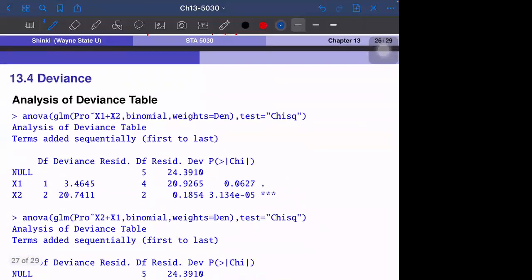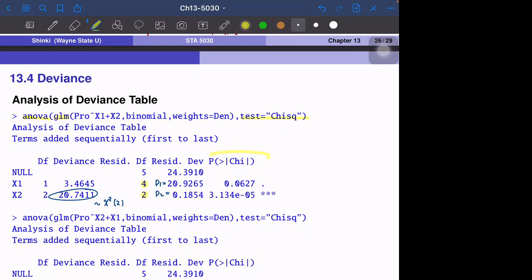And actually that can be done by this ANOVA function, but the meaning is different from the linear model. So for the GLM, we have to put test equal to chi-square. If we don't put it, I think some columns are not generated. Okay, so here's the null deviance, the deviance. This is D1, and this is D2. So the difference is 20.74, and this follows a chi-square distribution with DF 2, because the difference in degrees of freedom is 2.